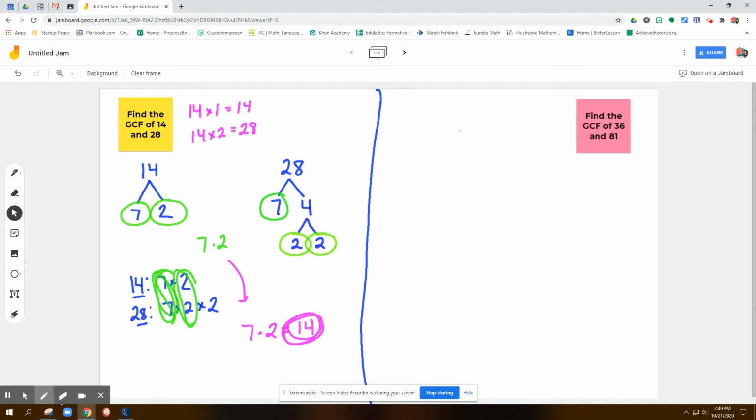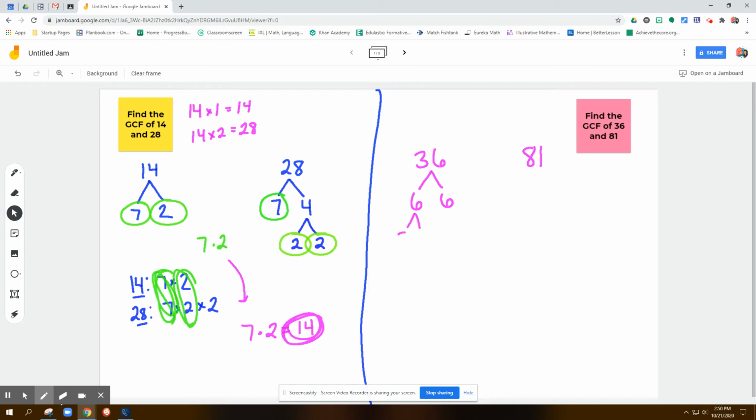Now let's try to find the GCF of 36 and 81. Pause the video, try this on your own. We'll do it together. All right, let's see how you did. So let's break 36 down first. I know off the top of my head that 36 breaks down into 6 times 6. You may have broken this down into 12 times 3 or 9 times 4. Any of those are going to work because eventually we're all going to get down to the same prime numbers.